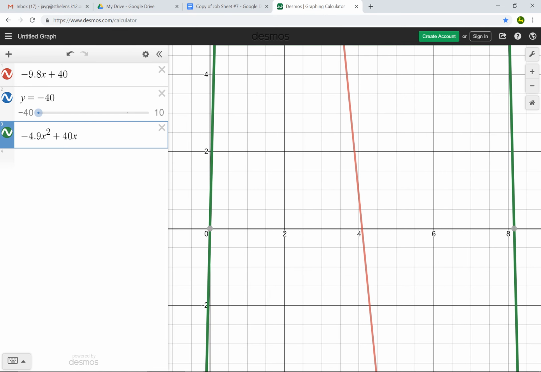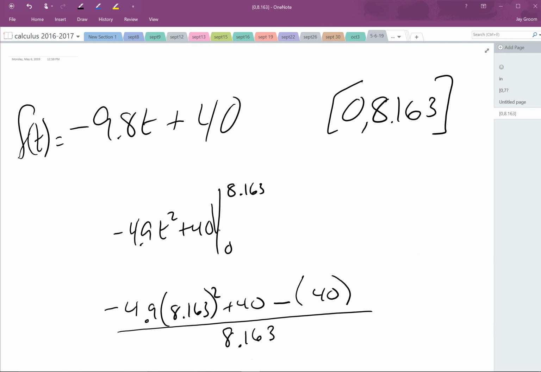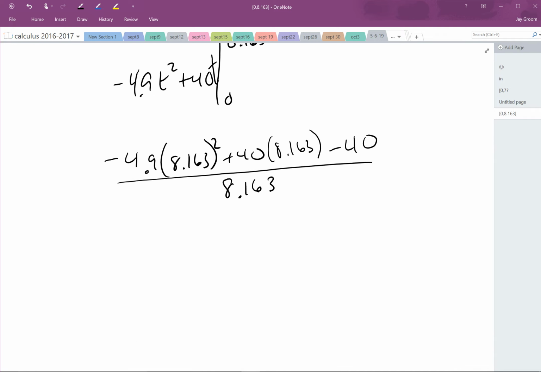So, what was the total displacement from the time you left to the time you hit the ground? 8.163. The total displacement. This is a big deal. My t is missing here. Do you see that? Let's fix this. Okay, so when you do this, it turns out that this right here plus this minus this is 0. In other words, you didn't go anywhere, but it took you 8.163 seconds to get here.